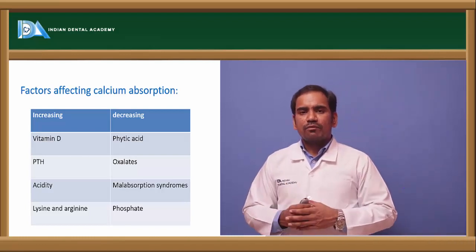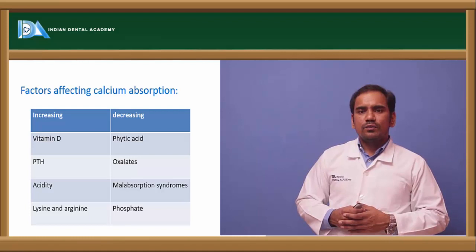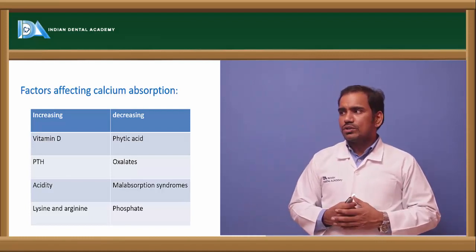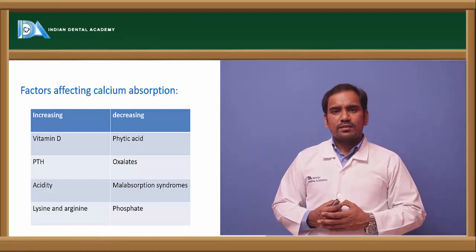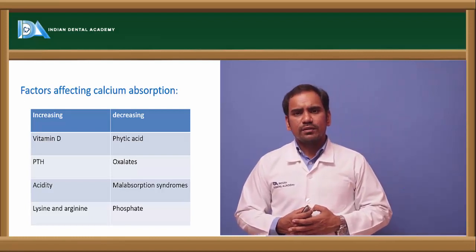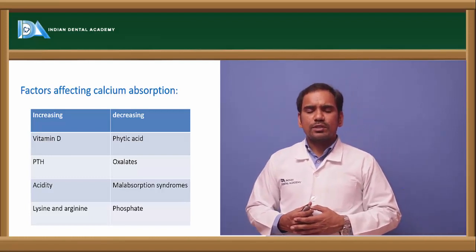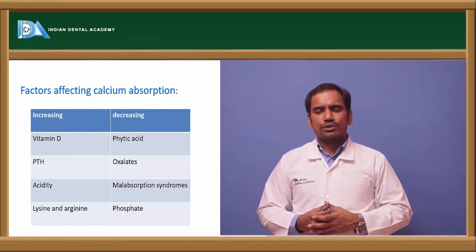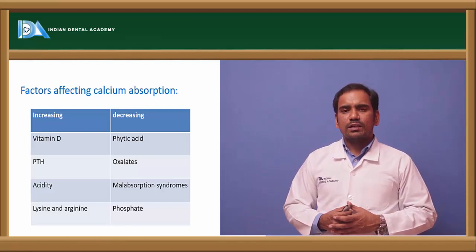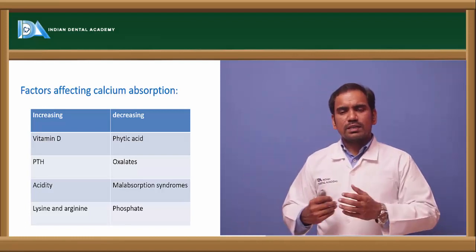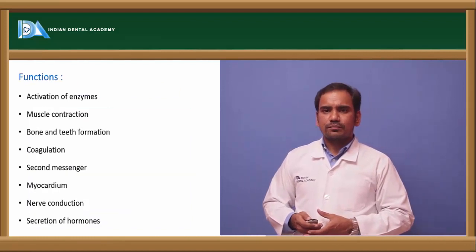Whereas there are some factors which decrease the absorption of calcium. Those are phytates, phytic acid, oxalates, and malabsorption syndromes. Any malabsorption syndrome leads to decreased absorption of calcium, and apart from that we have phosphate. So these are the factors which are decreasing the calcium absorption.